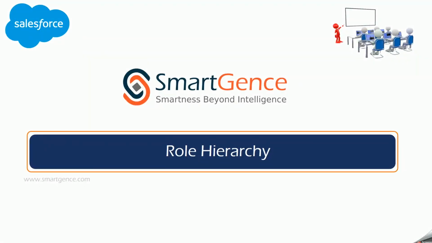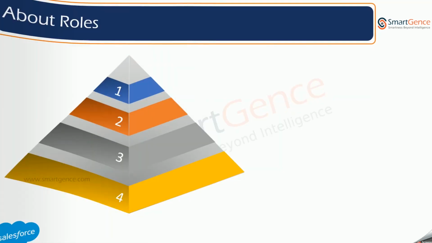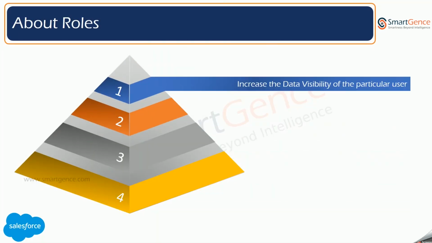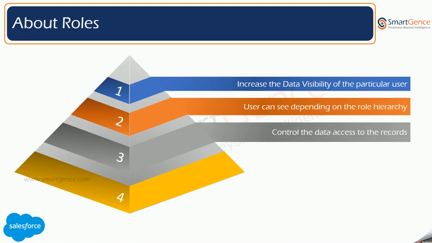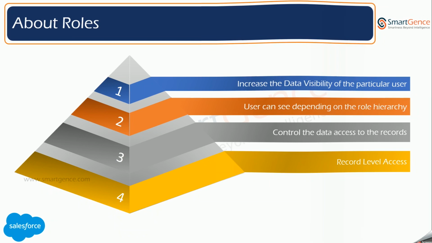So this session is on role hierarchy in Salesforce. About roles, they increase the data visibility of a particular user, and the user can see records depending on their role hierarchy, and in a way it controls the data access of the records. Basically, it defines the record level access. These four points are kind of intertwined. I'll explain it in more detail with the help of the next slide.